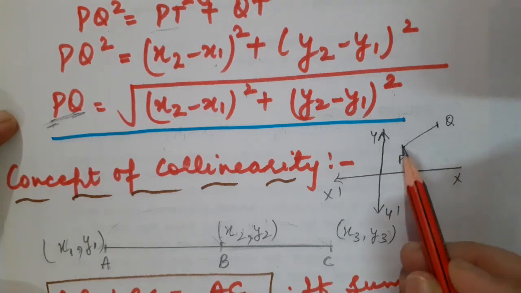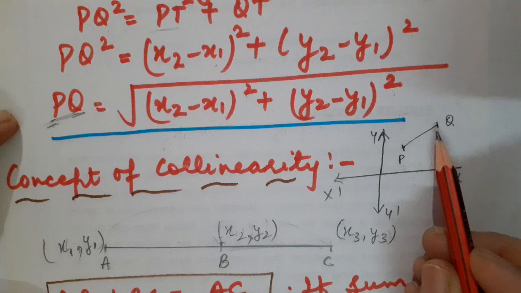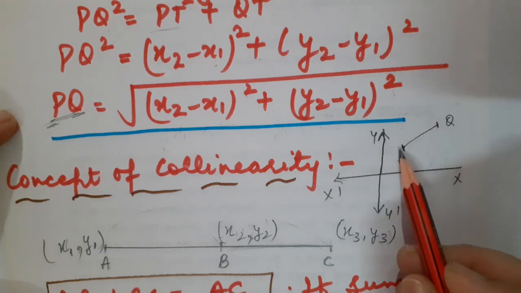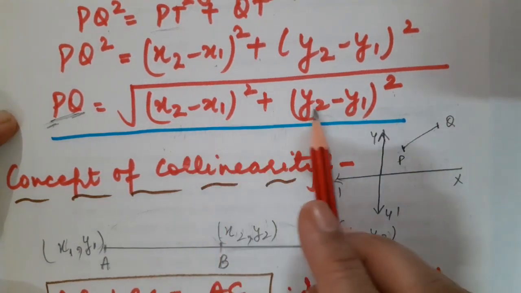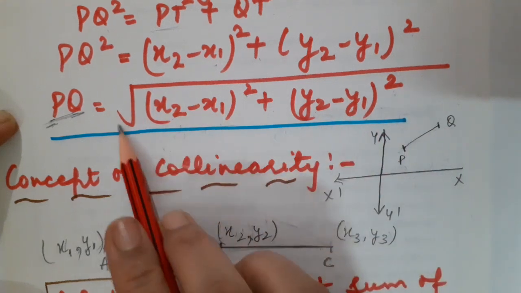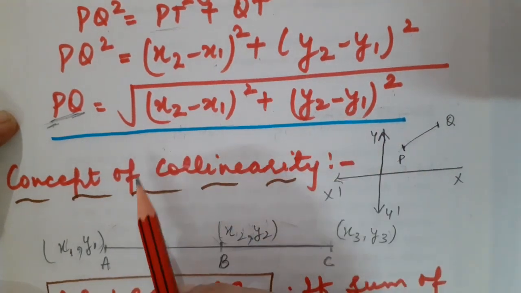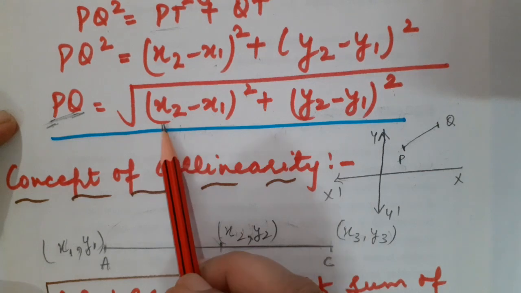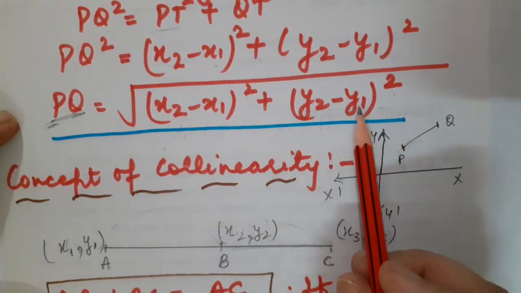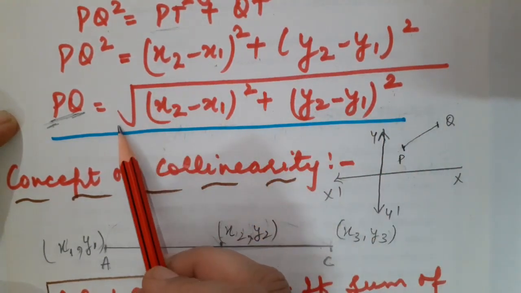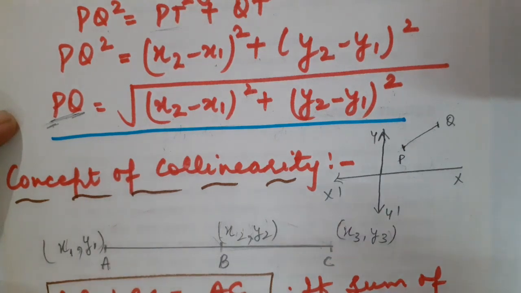So how will we calculate the distance between these two very points? It would be either square root of (x2 minus x1) whole square plus (y2 minus y1) whole square. Okay. Or I told you that you can go with square root of (x1 minus x2) whole square plus (y1 minus y2) whole square. Fine, children. So this is the recall of the distance formula.